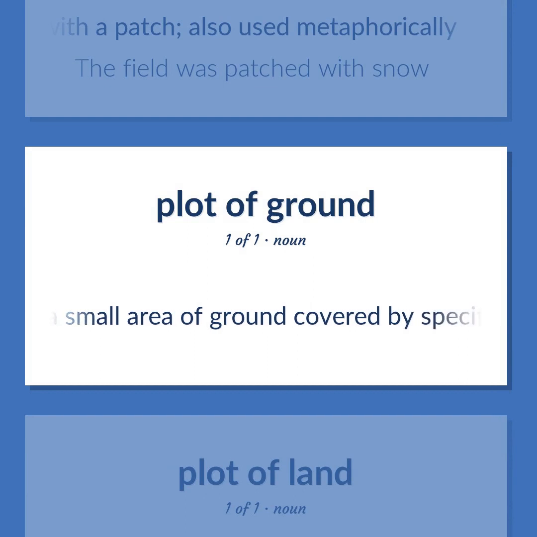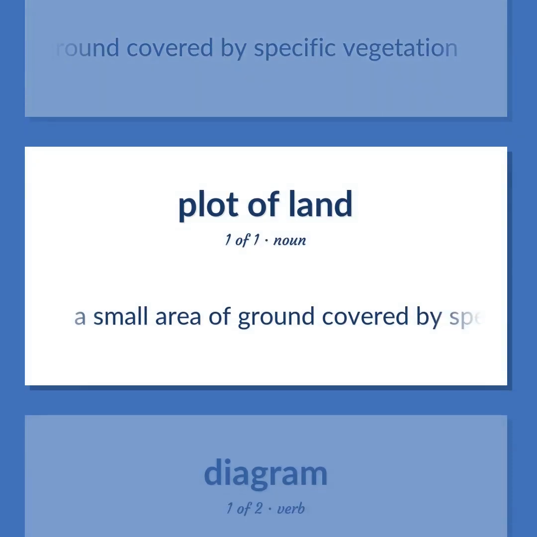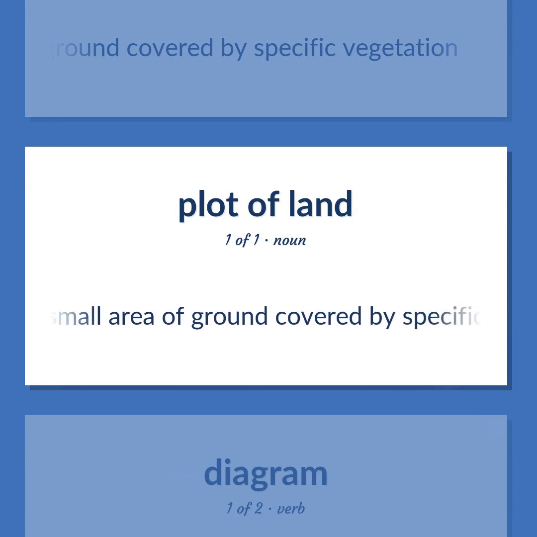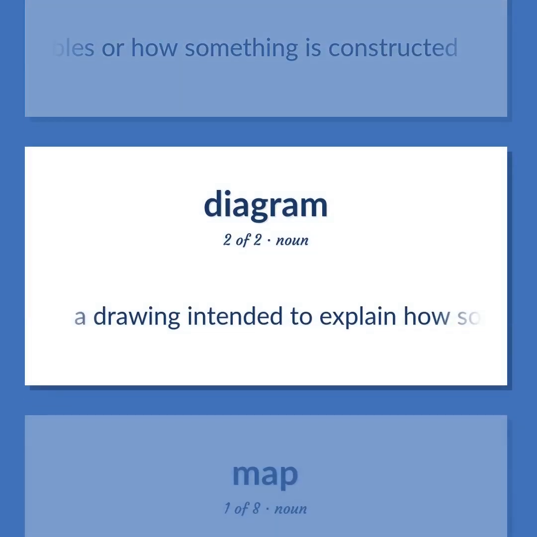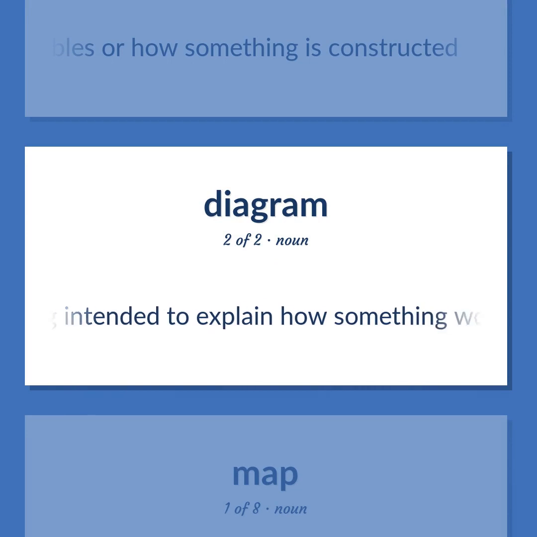A small area of ground covered by specific vegetation. Make a schematic or technical drawing of that shows interactions among variables or how something is constructed. A drawing intended to explain how something works. A drawing showing the relation between the parts.